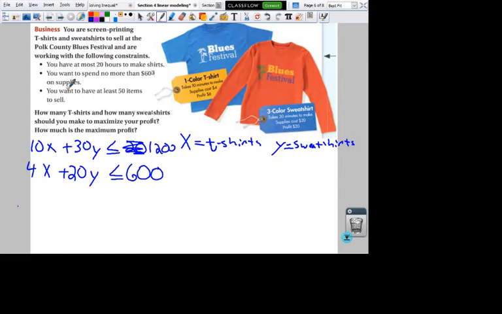Alright, let's keep going. What else does it want to know? What's my other constraint up here? He wants 50 items. We want to have at least 50, right? So the number of t-shirts plus the number of sweatshirts has to be bigger than or equal to 50. So x plus y has to be greater than or equal to 50.